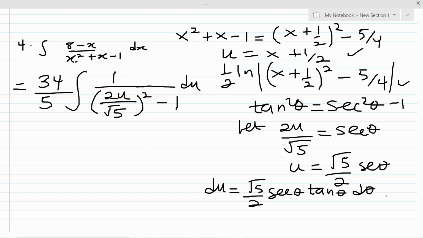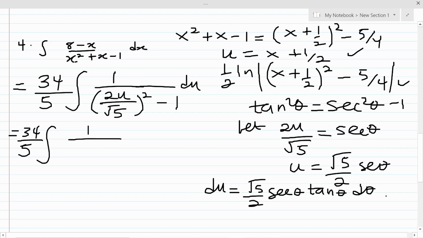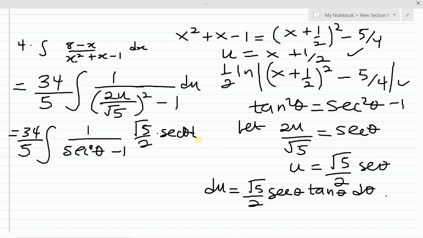Alright, if that is the case, then we just put everything in. You get 34 over 5 integral of 1 over (2u over square root of 5, which is sec theta), then the square will give you sec squared theta minus 1. Then du is giving us square root of 5 on 2 times sec theta tan theta d theta. Okay, so let me clean some parts.